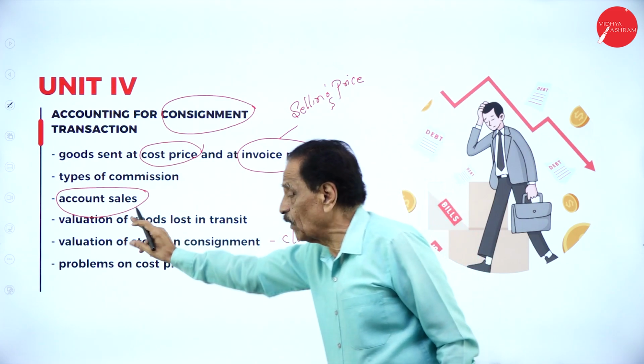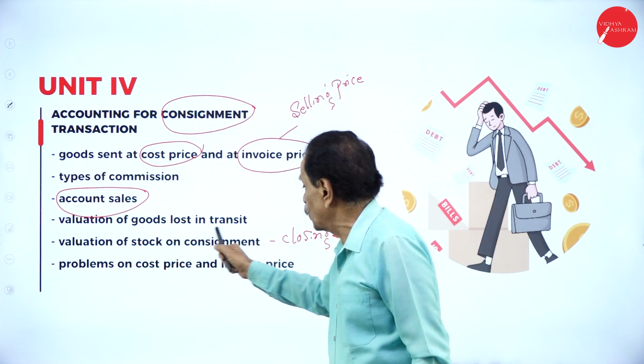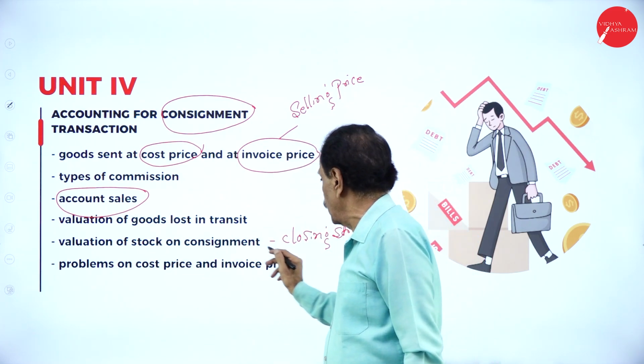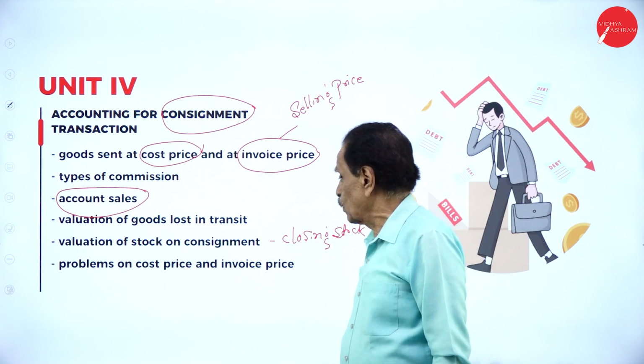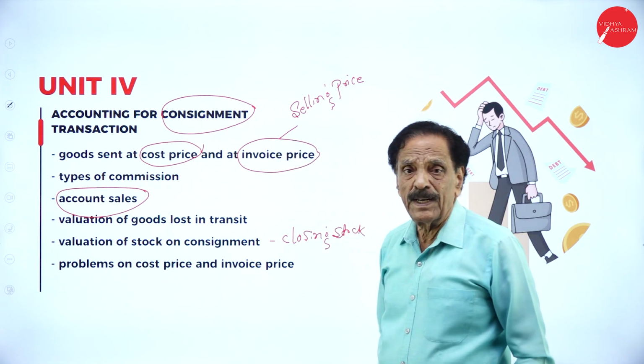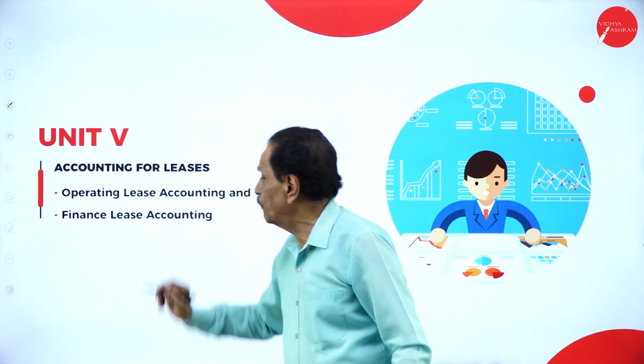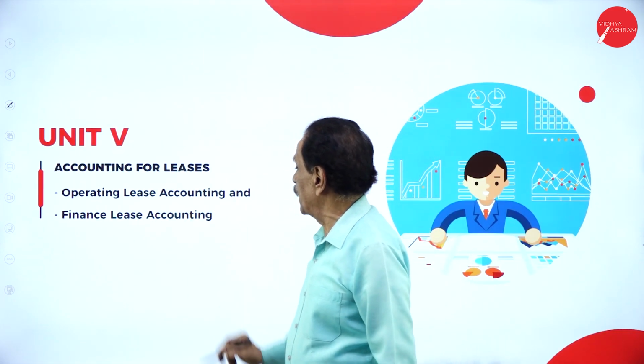Then account sale format you have to write. Valuation of goods lost in transit, valuation of stock on consignment, that is closing stock, problems on cost price and invoice price. Then unit 5, accounting for leases.